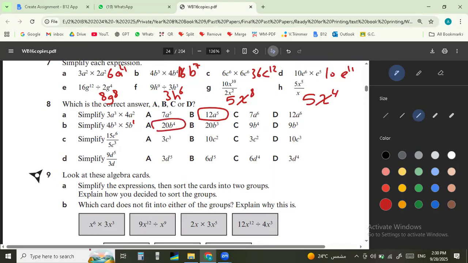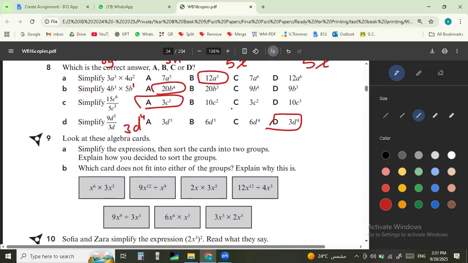15 divided by 5 is 3, so definitely this or this. c to the power of 6 divided by c to the power of 3 is c to the power of 3. We minus the indices. So c to the power of 3 here. Simplify. 9 divided by 3 is 3, d to the power of 4. 5 minus 1 is 4. So 3d to the power of 4 is here.